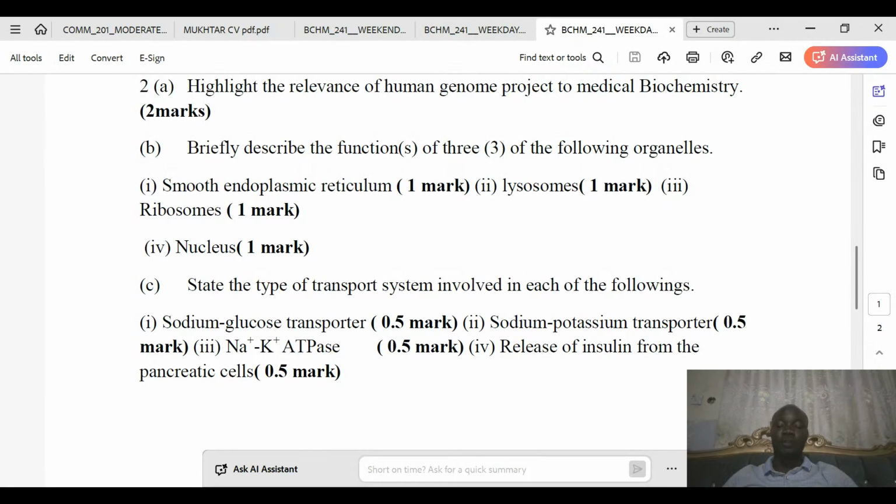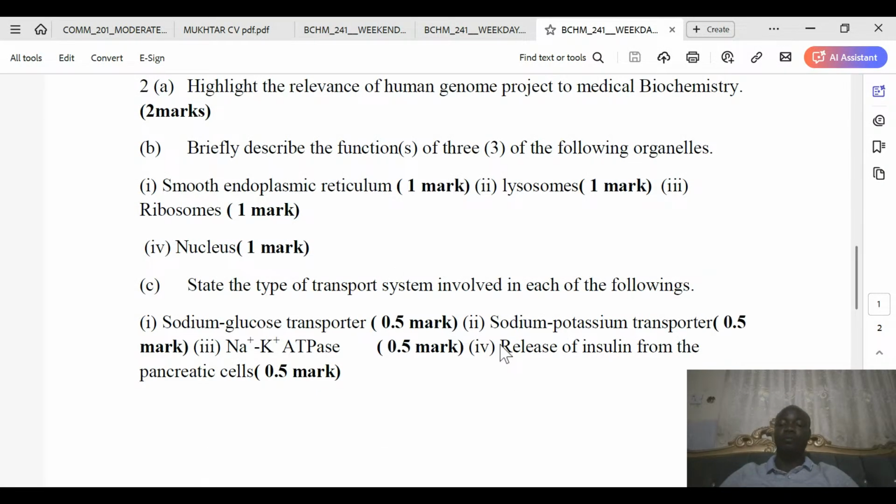The sodium potassium transporter is a type of transport in which the sodium and potassium are moving across the cell membrane in opposite directions. As the sodium is getting in, the potassium will be going out. That is what happens in the case of this transport. So as you said, the answer is antiport.